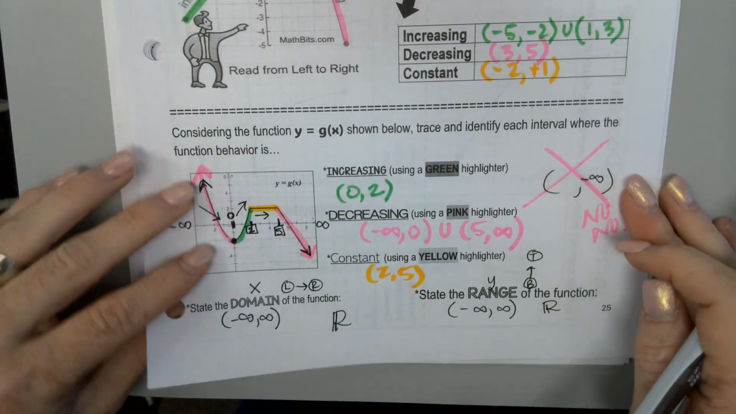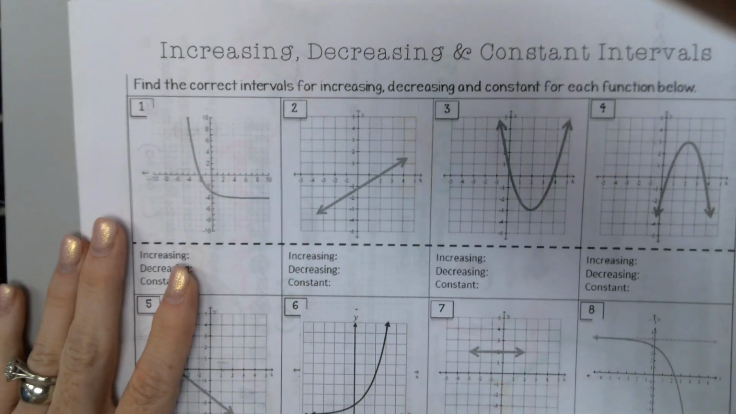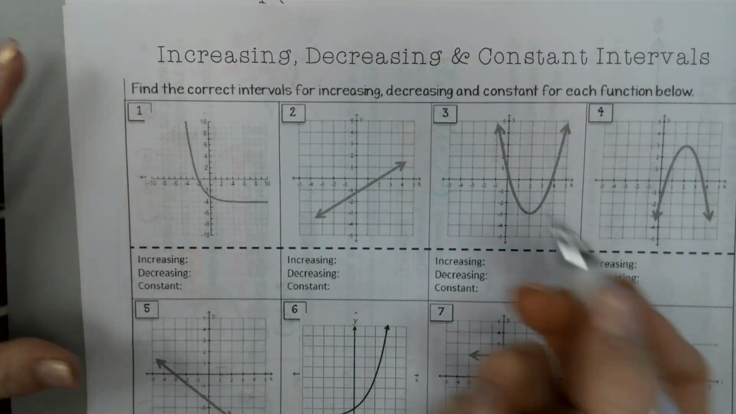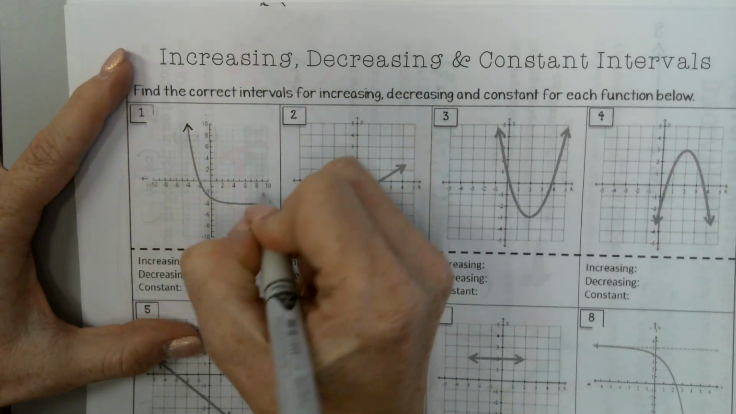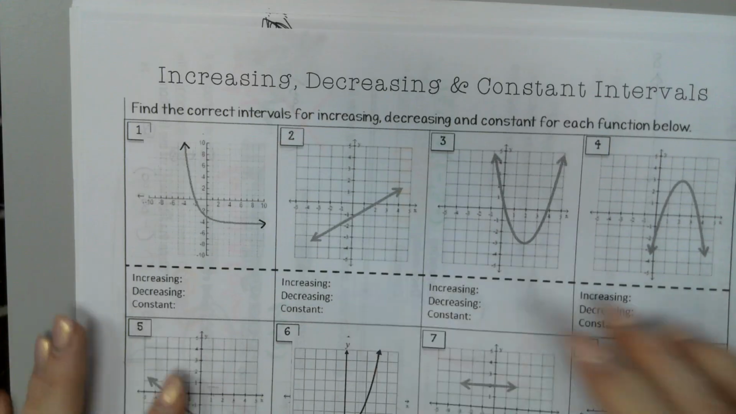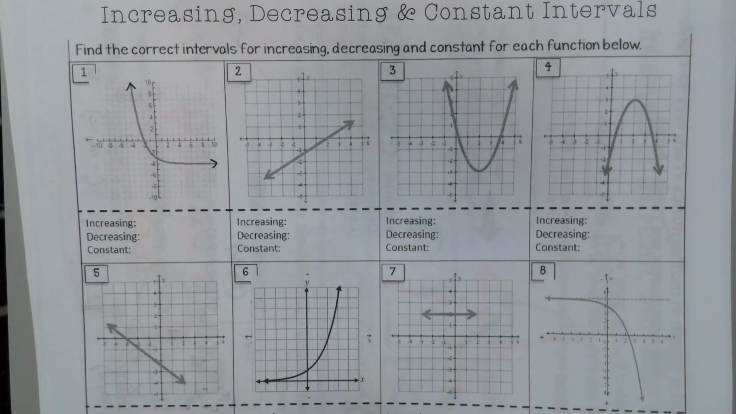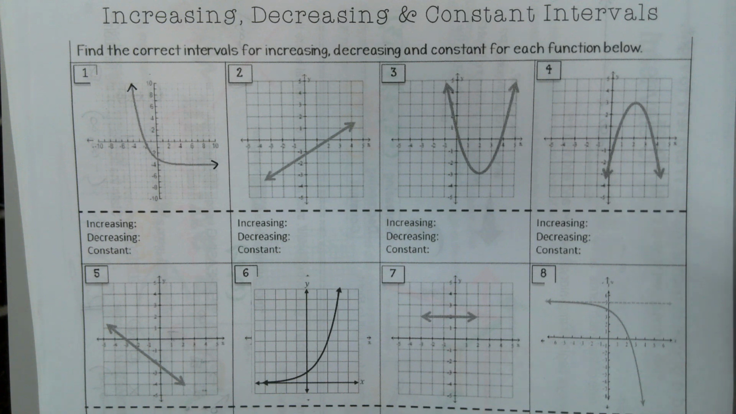All right. Let's take a look at these together. Now, on number 1, this graph, I just snipped it, so it cut off the little arrows. This is an exponential curve. I am asking you to find the correct intervals for increasing, decreasing, and constant.